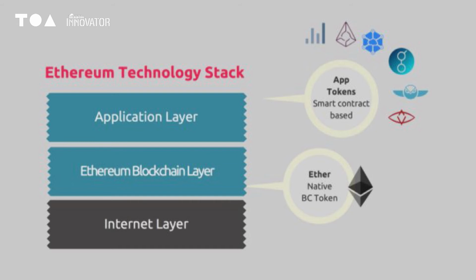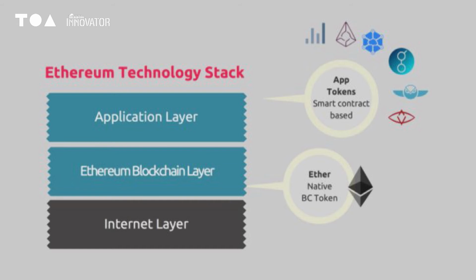Another way to distinguish tokens is looking at the technology stack. For example, the Ethereum technology stack, where you have the internet, that's the base layer. Then you have the Ethereum blockchain layer with its different parts of the technology stack. And Ether is the native token of the Ethereum blockchain, which is part of the incentive mechanism to allow this disparate group of people to be aligned around the same interests.